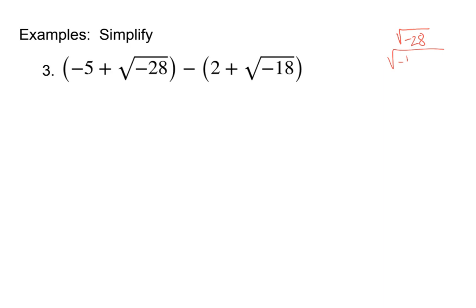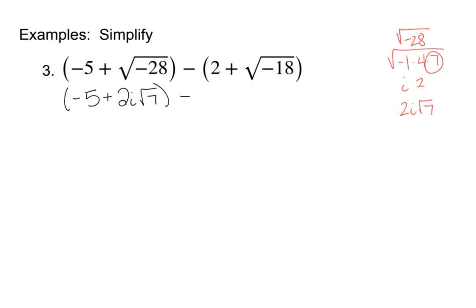It's negative, so I'm going to start with the negative 1. And let's see, two things that multiply to 28. How about 4 times 7? 4 is a perfect square, so that's helpful. The square root of negative 1 is i. The square root of 4 is 2, and the 7 has to stay in, so 2i root 7. So let's go back over and rewrite this first set of parentheses with the simplified radical of 2i root 7.